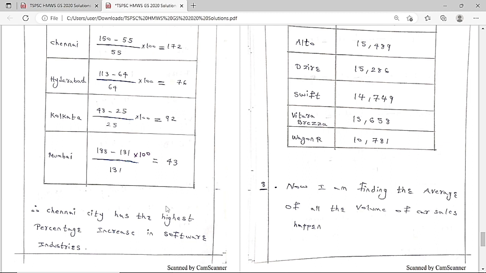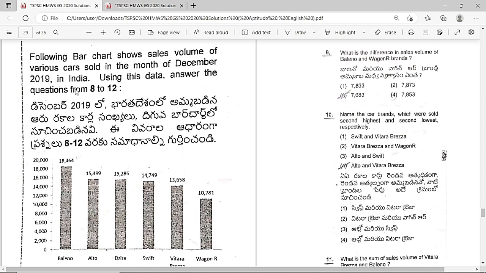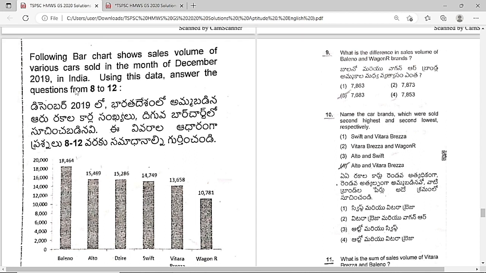So basically, we have solved all the questions regarding this chart, we have solved each and everything. Now we are going to solve the other question. See the question here. Following bar chart shows volumes of various cars sold in the month of December 2019 in India.